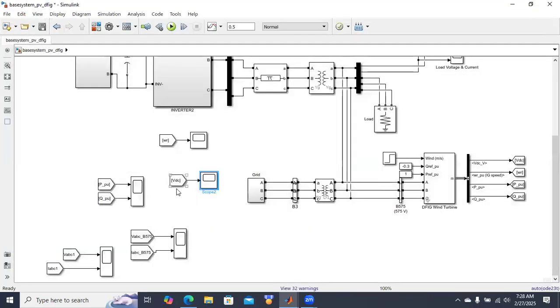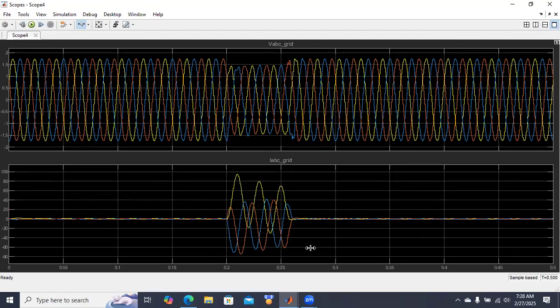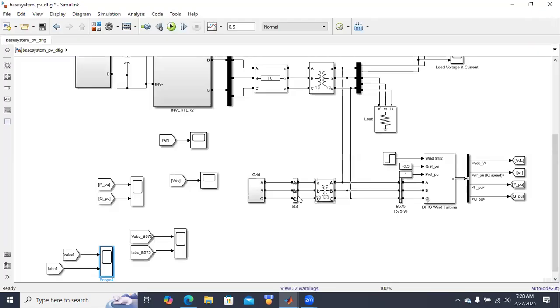So when the fault is occurring, the voltage is increasing at the DC link, and current is also increasing. And these are the voltage and current at the grid side. Here at grid side, the current is increasing from nearly 40 per unit to 60 per unit, where the nominal value is 1 per unit. So it is increasing 60 times.